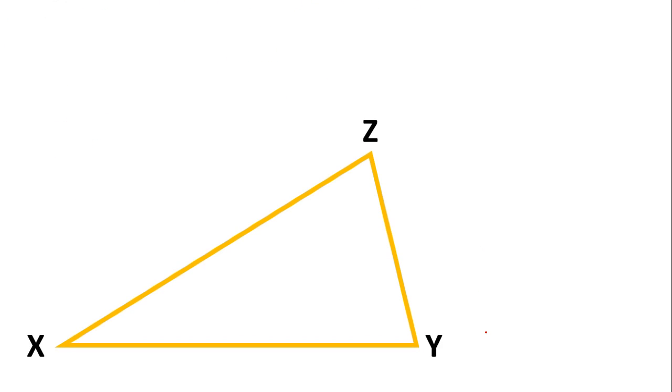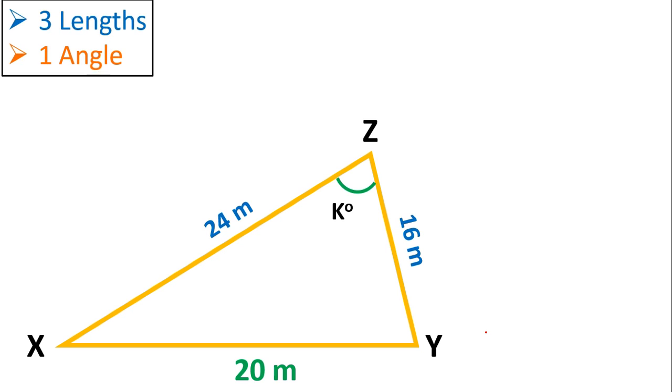Moving on, let me try another question that involves the angle. Let's suppose my xz is 24 meters, my zy is 16 meters, and my xy is 20 meters. They're asking for angle z as k degrees. Now again, you have three lengths and one angle. Three lengths are available to me, one angle is missing. Again, I'm going to be using the cosine rule because it has three lengths and one angle.